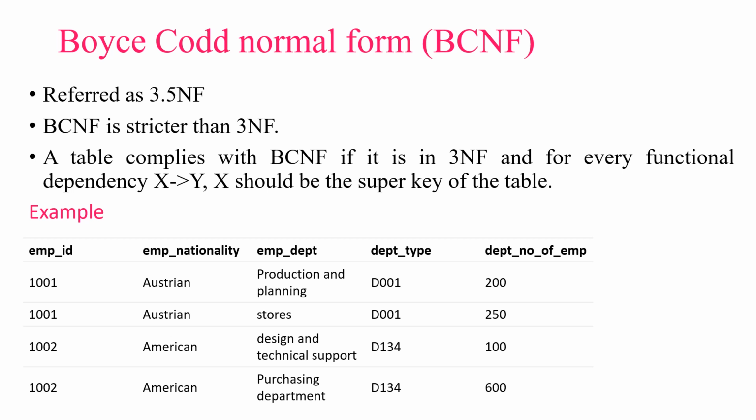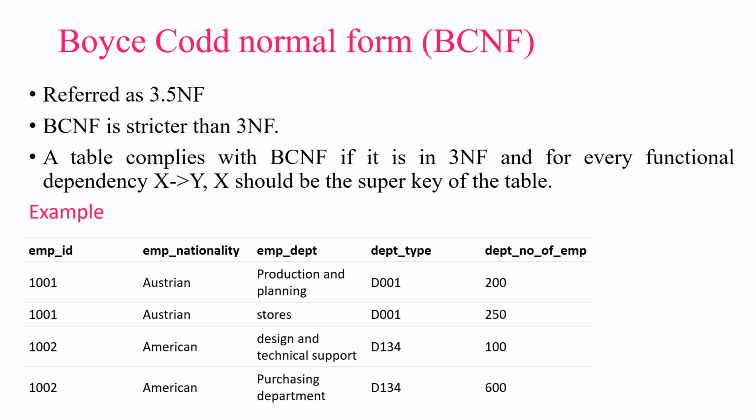The next one is the Boyce-Codd normal form, that is BCNF. It is an advanced version of the 3NF, that is the third normal form. It is also referred to as 3.5 NF. A table complies with BCNF if it is in 3NF and for every functional dependency X to Y, X should be a super key of the table.